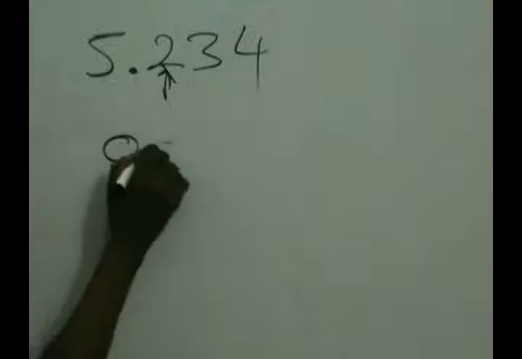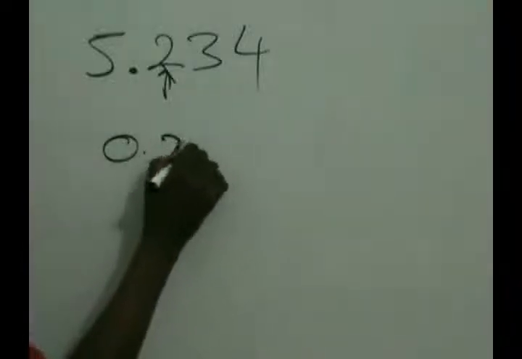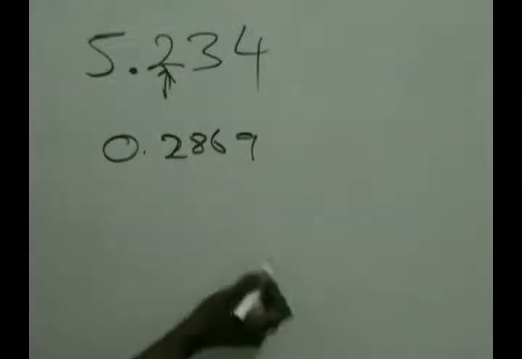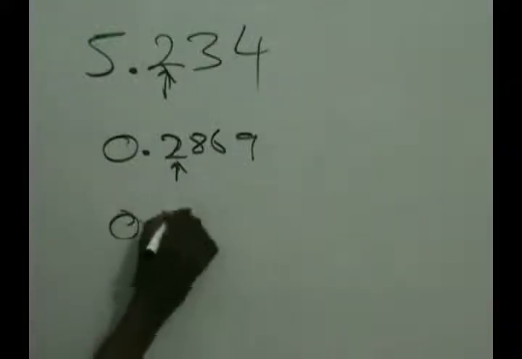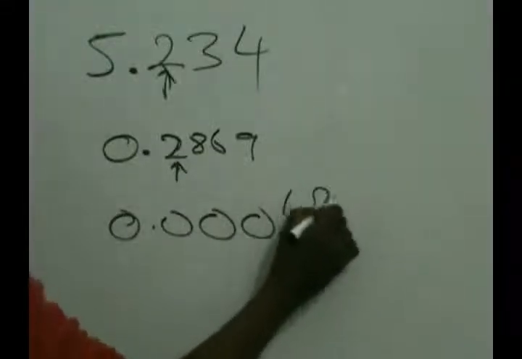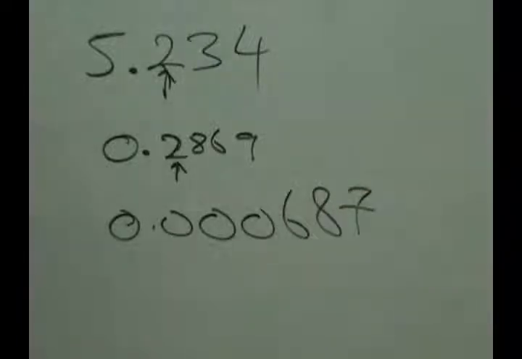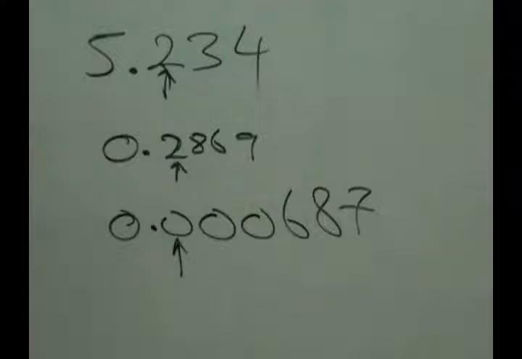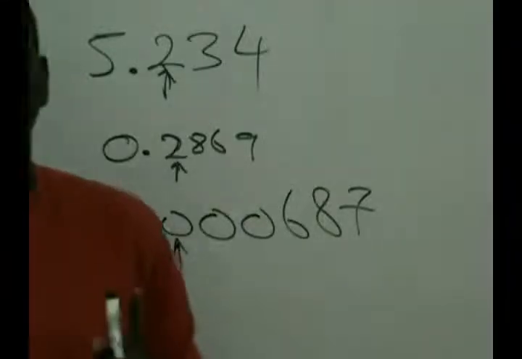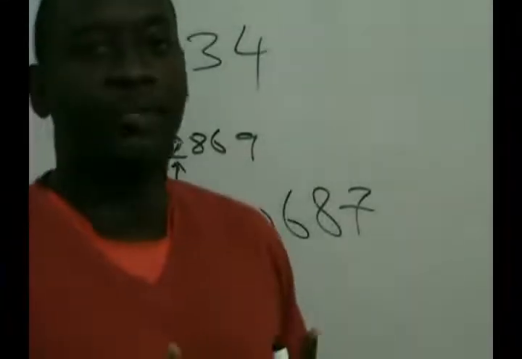If we were to write the number 0.2869, again your first decimal place would be the 2. If we were to write the number 0.000687, then the first decimal place would be the 0 here. Alright? First decimal place, first place after decimal point.